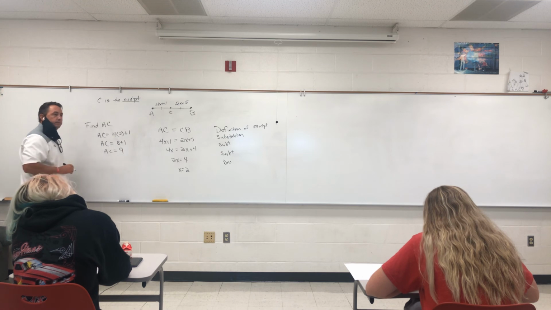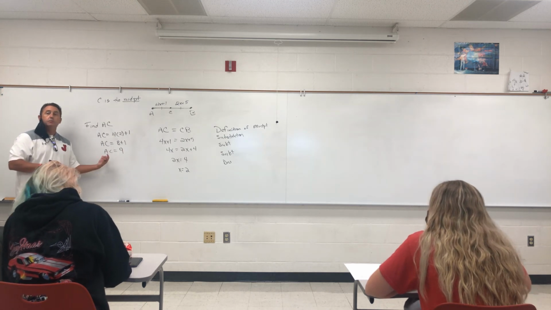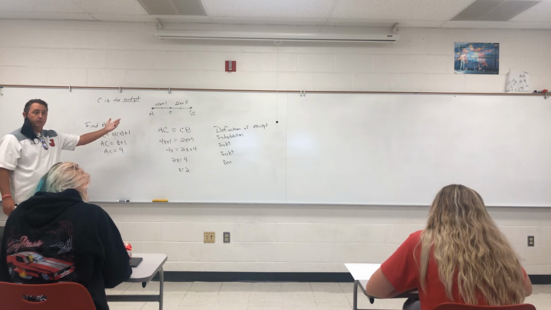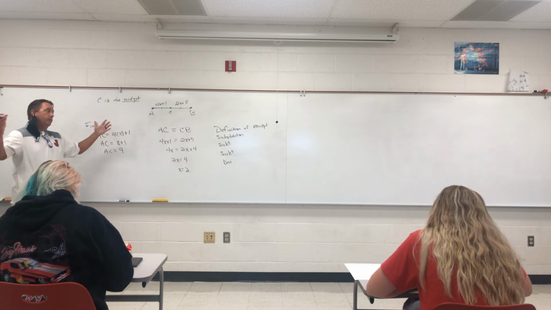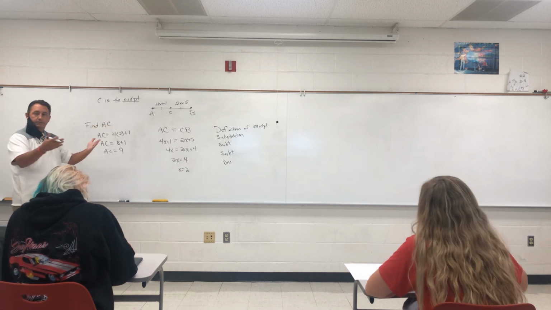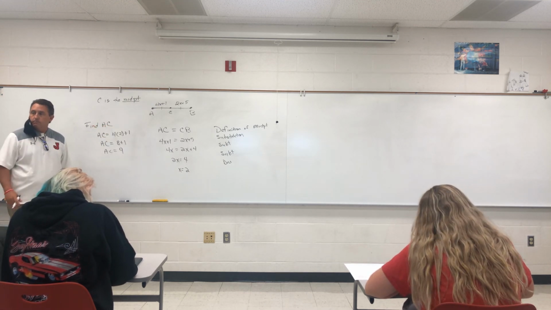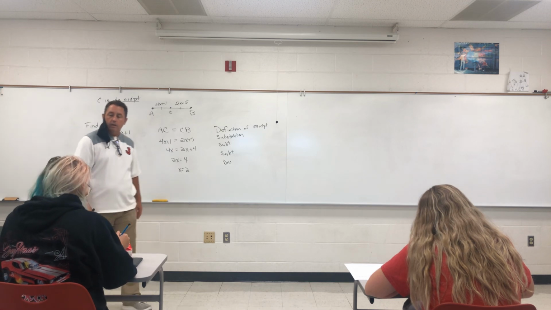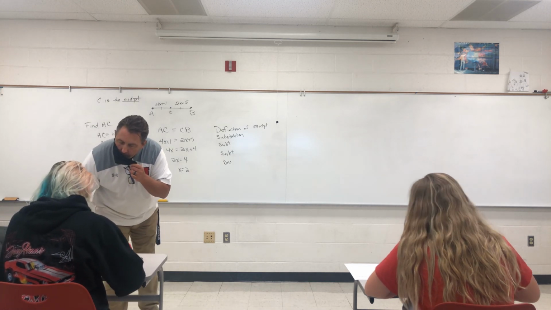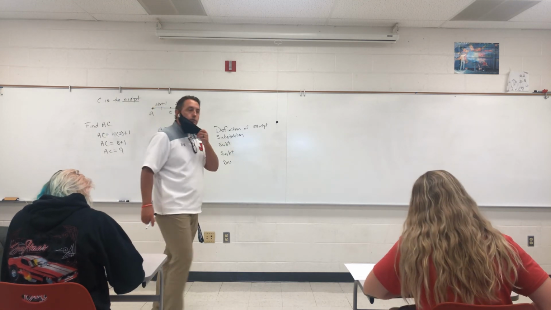Does that make sense? If AC was 9, what would CB be? It'd be 9 also, wouldn't it? And then if we wanted the whole thing, in this case AB, we would just take the two parts and add them together, and you'd have 18. Okay, you guys try the one, number 8. Yeah, you guys do number 8.